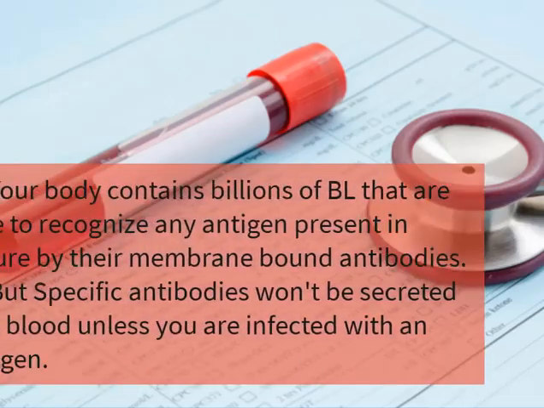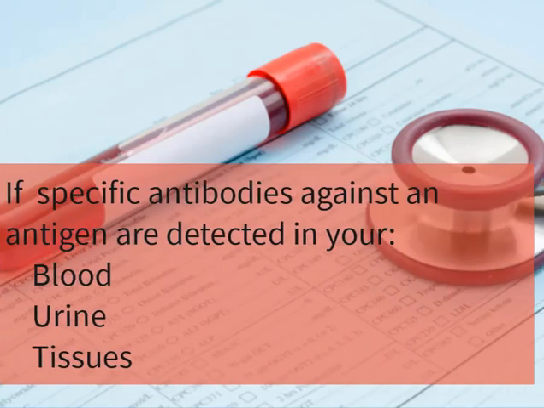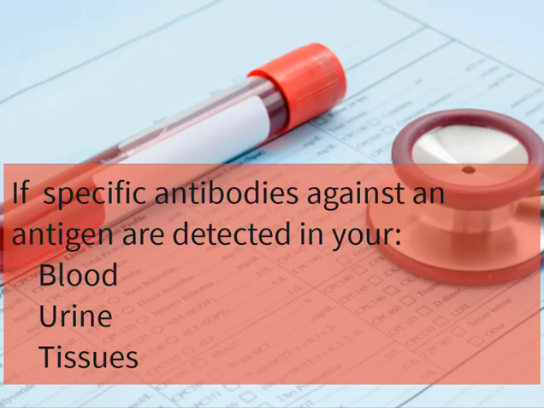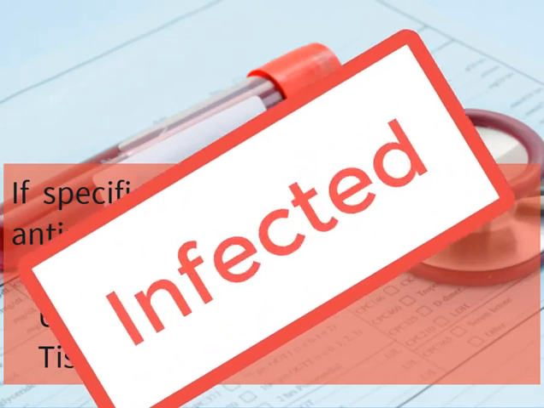So almost every intruder induces the formation and secretion of specific antibodies. Now, it is true that your body already contains a pool of billions of B lymphocytes that can recognize any antigen present in nature by their membrane-bound antibodies, but the secretion of antibodies is only acquired upon the infection with an antigen. That's why when a specific antibody against an antigen is detected in your blood, urine, or any of your tissues, then you must be infected with this particular antigen.